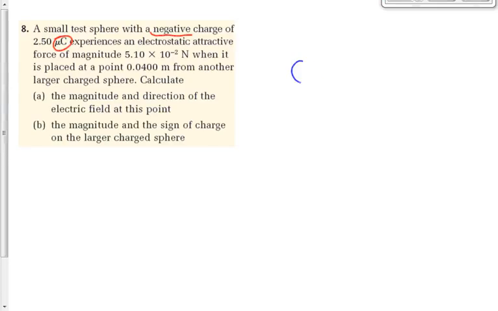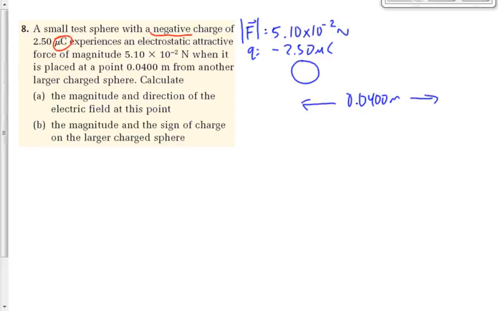We have a small test sphere. We're going to make it negative 2.50 microcoulombs. It experiences an electrostatic force. We're going to say a magnitude. The magnitude of it is 5.10 times 10 to the minus 2 newtons. It's placed 0.0400 meters away from a larger charged sphere. All right. If we're dealing with fields, something's going to be the producer, something's going to be the experiencer here. Tell me which one, the small one or the big one, is the producer?